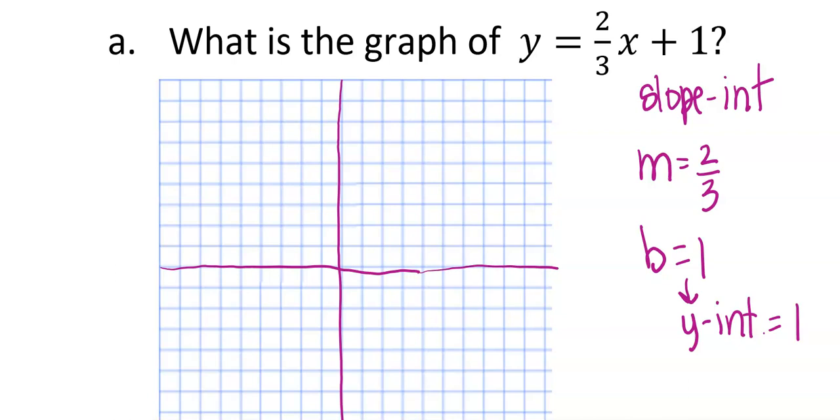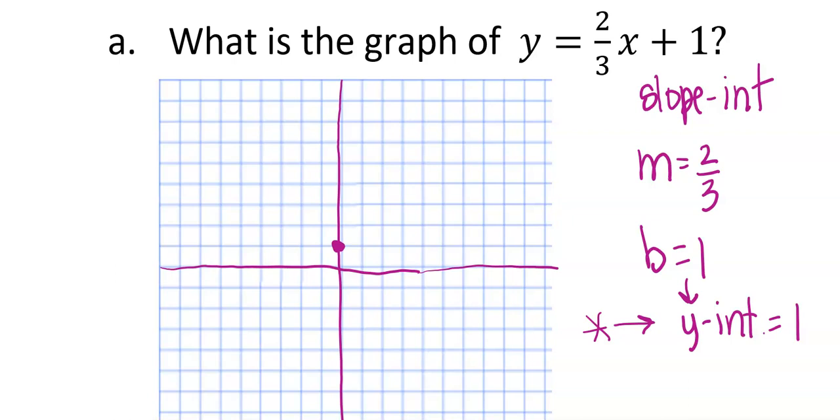You always want to do this one first. Okay, so where does it cross the y-axis? So it's always the vertical. You will never go across on the x-axis to do this one if it's in this form. So on the vertical axis, it crosses at 1. So I'm going to go there and I'm going to put a dot.